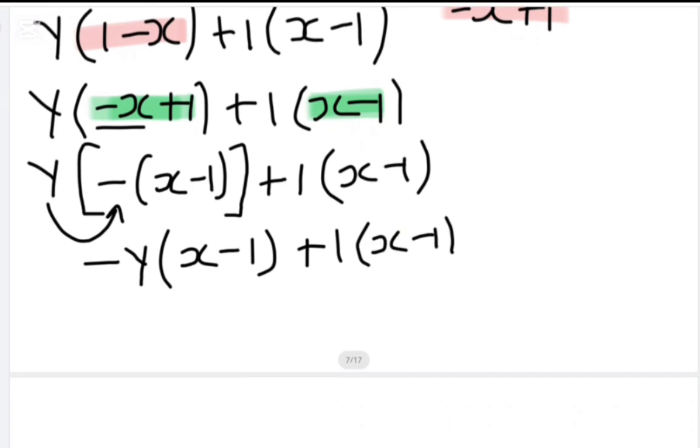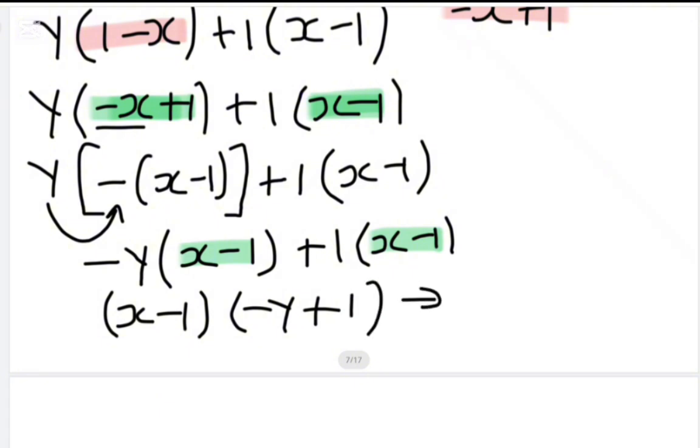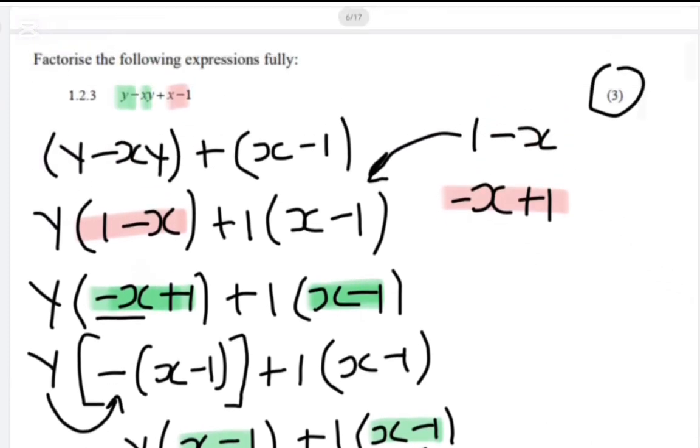Now if you pay attention, this is the same as this one. So now that this is the same, we can take it out as our common factor. Our common factor is going to be x minus 1 and negative y plus 1. You can find it written like this, still the same thing. If they wrote it as 1 minus y, it is still the same thing. But this is the answer for this 3 marks question.